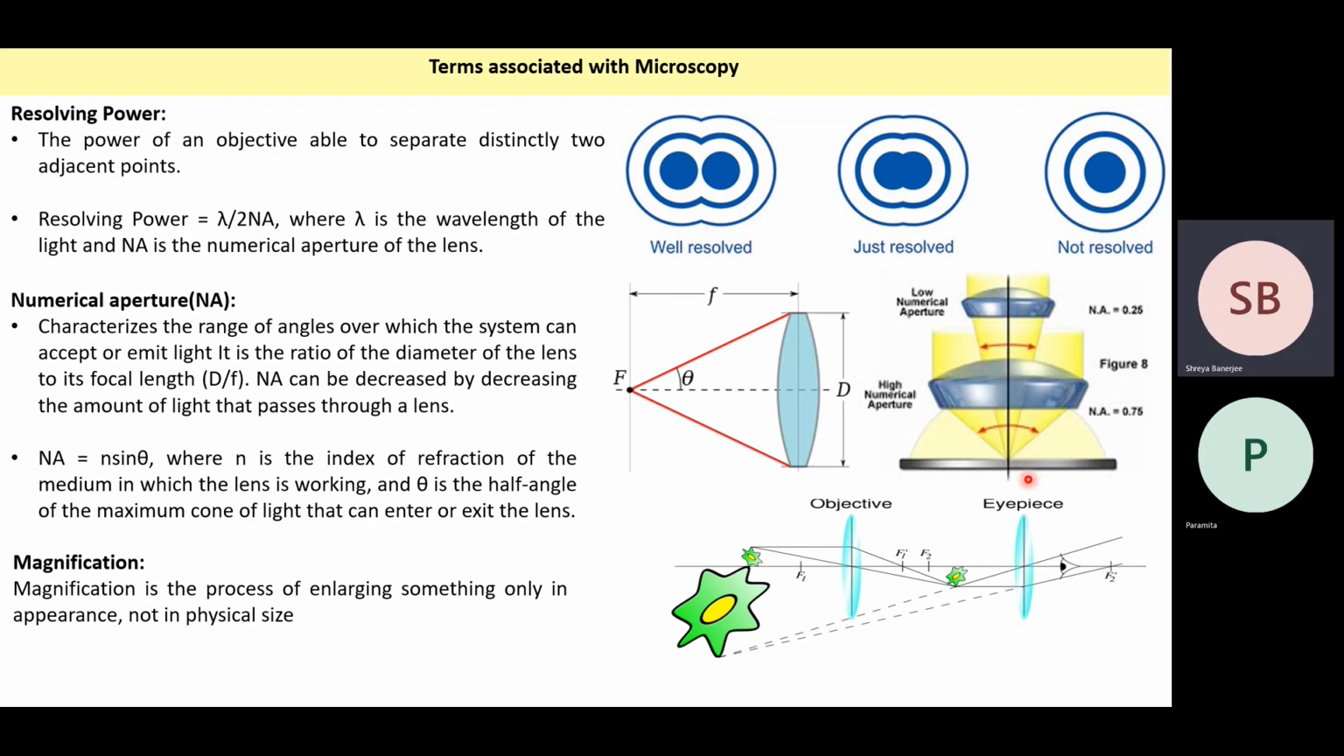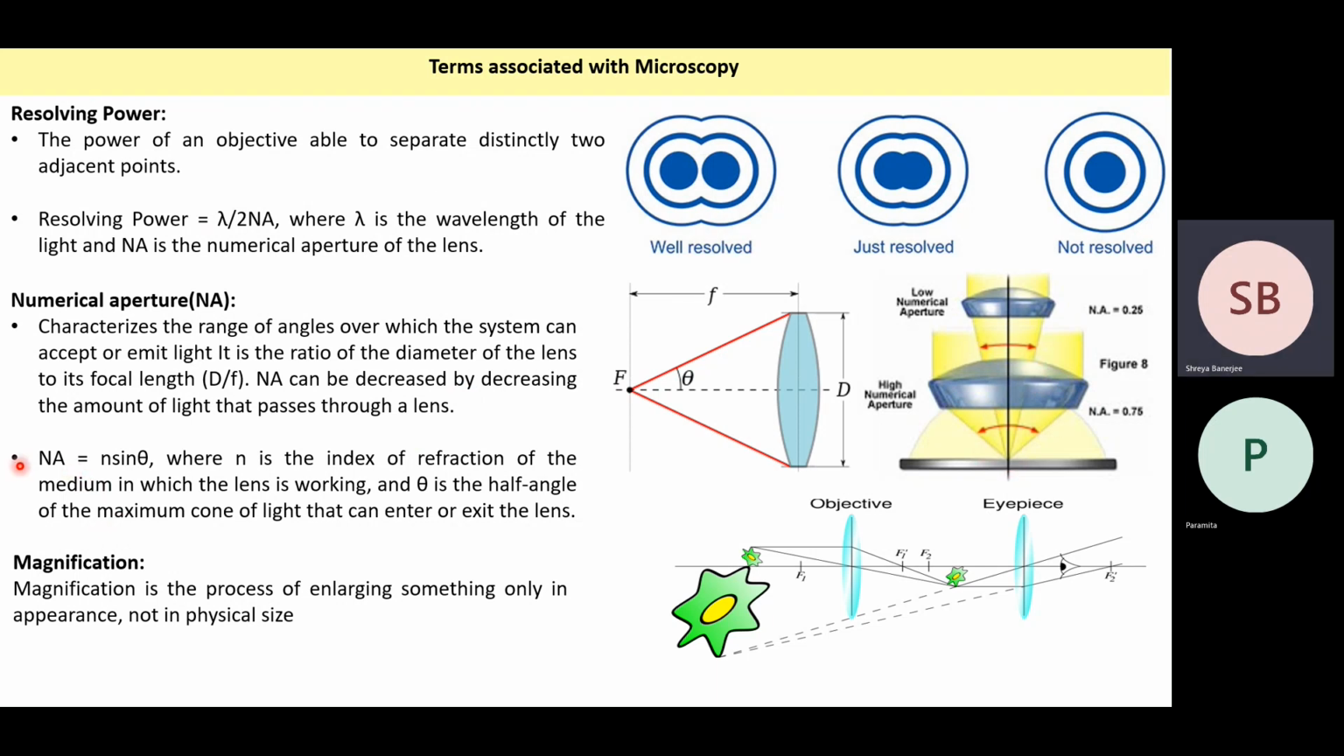If the focal length is small, since it is in the denominator, the numerical aperture becomes big. That is why the larger lens has a high numerical aperture and the smaller lens has a low numerical aperture. Also, in terms of the diameter, the larger lens has a larger diameter and so a higher numerical aperture. So you can increase the numerical aperture either by increasing the diameter of the lens or by decreasing the focal length.